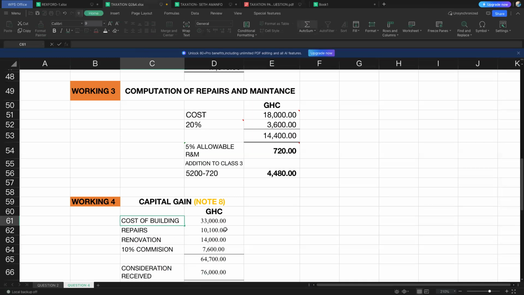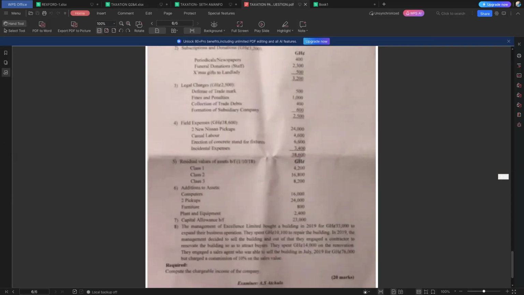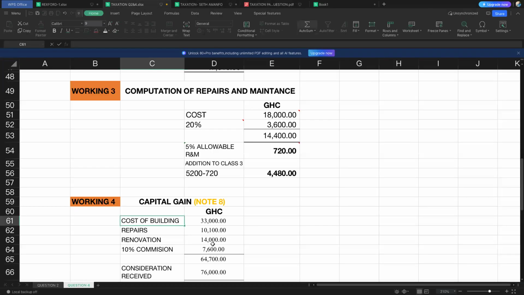10,100. They didn't end there. They went further. In 2019, the management decided to sell the building, and out of that, they engaged a contractor to renovate the building so as to attract buyers. They spent 14,000 on the renovation. So this is renovation, 14,000.